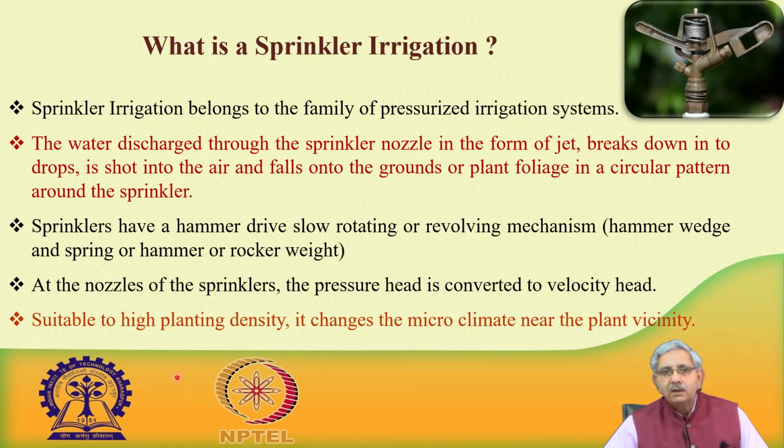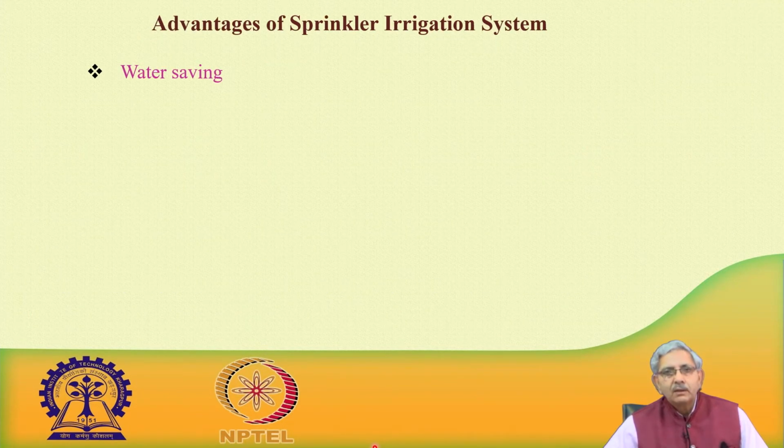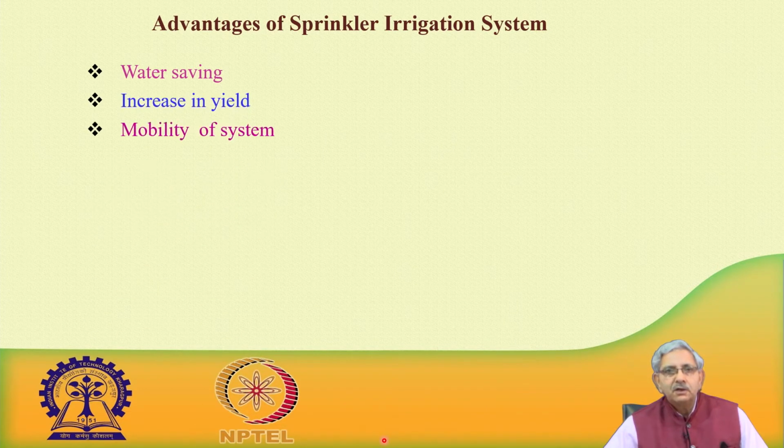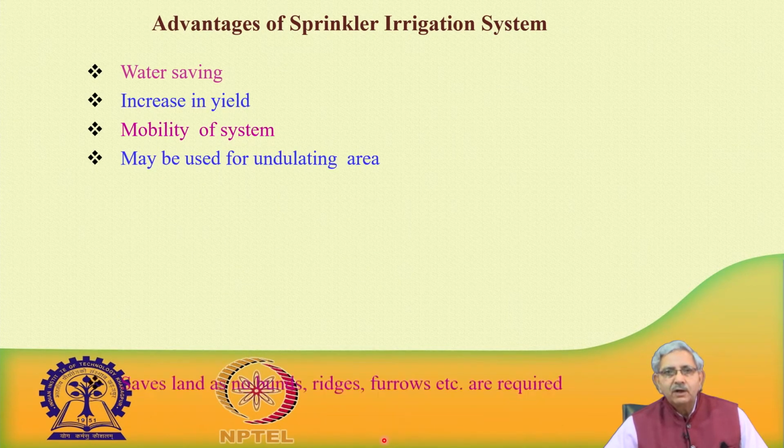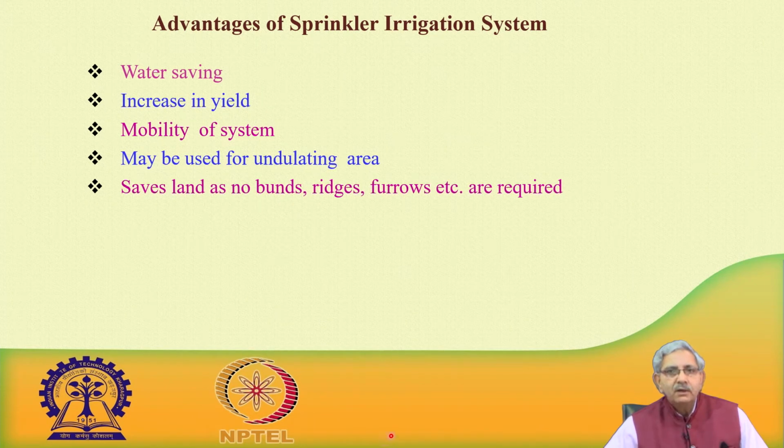Such sprinkler systems are used for high density plantation, and have the added advantage that they create a microclimate near the vicinity of the plant. These are the advantages: water saving, increased yield, and the system can be taken from one place to another. It may be used for undulating land, and it saves land, as no bunds, ridges or furrows are required, so the whole area can be brought under cultivation.